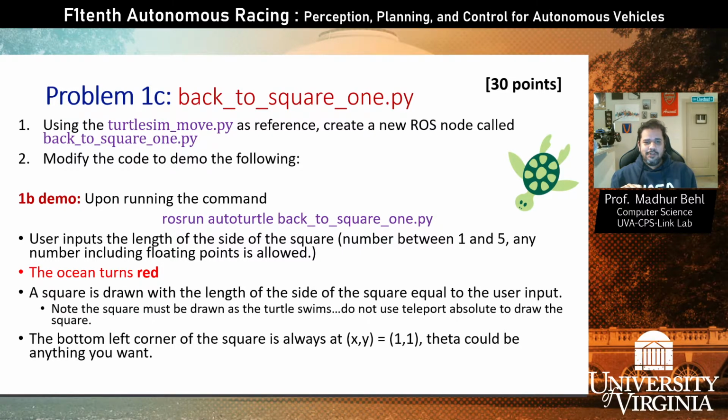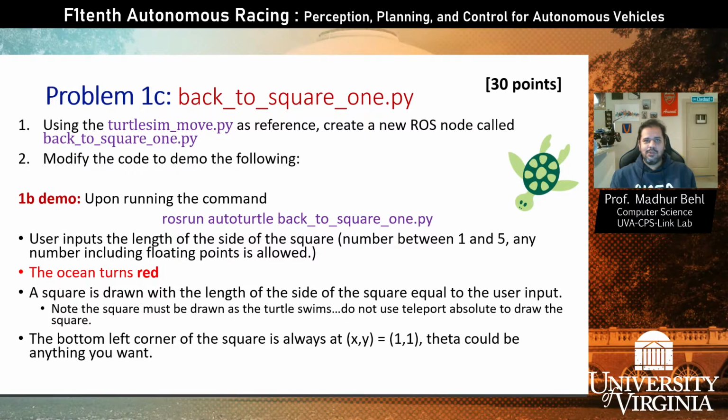Okay, so a very, very important point I want to emphasize. We want to see the turtle swim and draw the square. In Turtlesim, there is a service called teleport relative and teleport absolute that you should explore for this problem. But we don't want the turtle to just teleport from one point to the other. Teleporting means it's an instantaneous jump, so that is not what this problem is asking you to do.